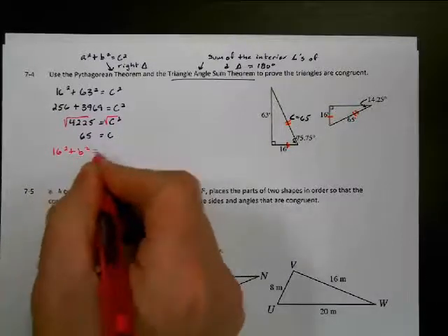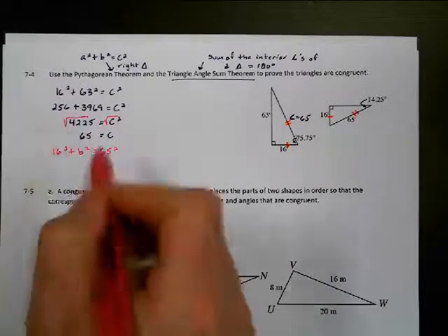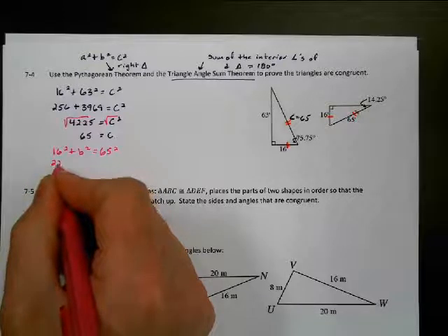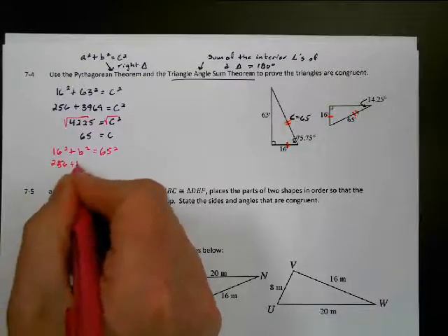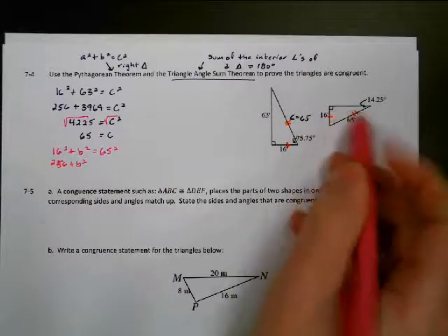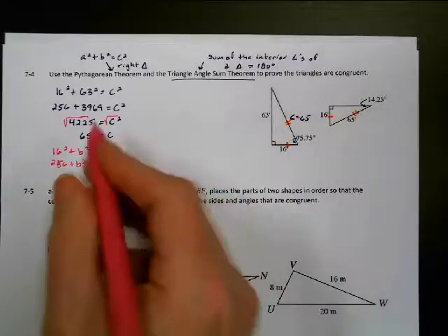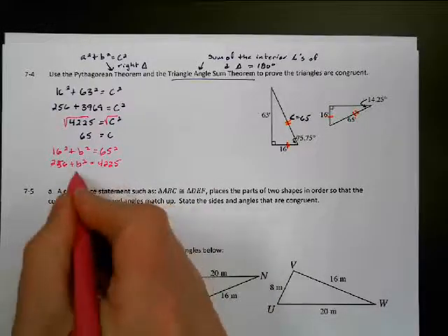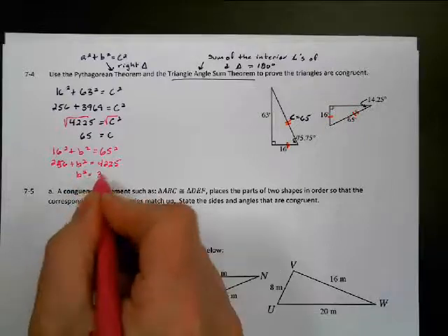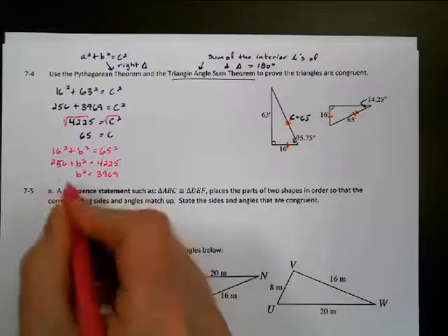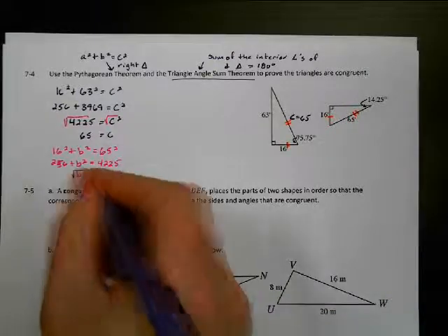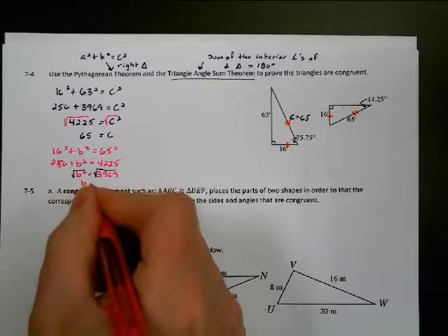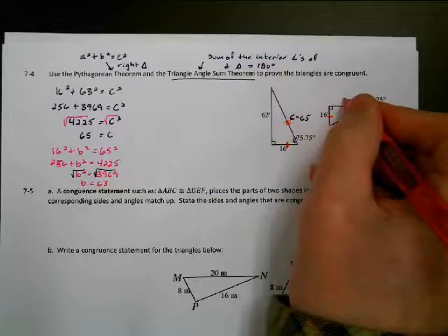So we get 256 plus b squared, so I'm solving for this side over here, equals 65 times 65, which is 4225. I'll subtract 256 from both sides. I get b squared equals 3969. And then take the square root, and I'd find out that b is equal to 63. So that means that this side has to be 63. And now I can put 3 tick marks because this side is equal to this side.